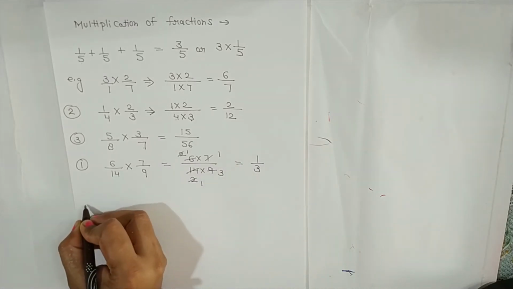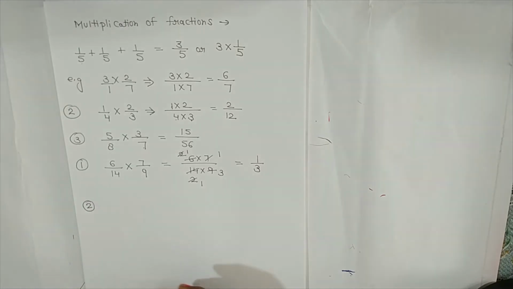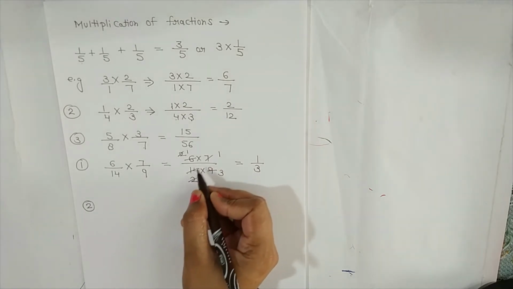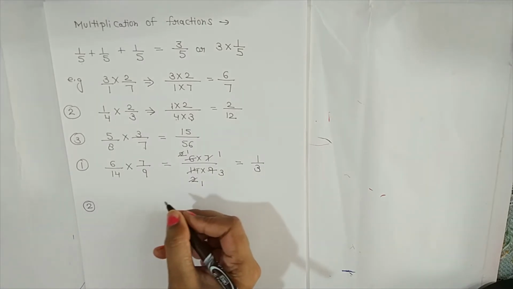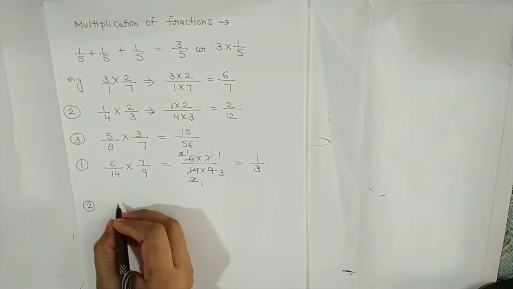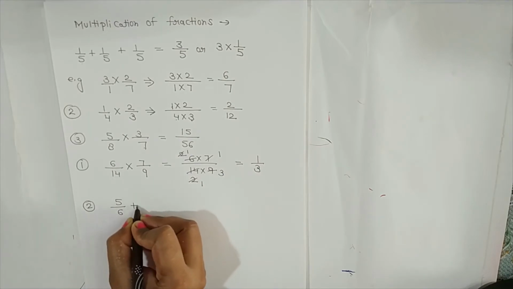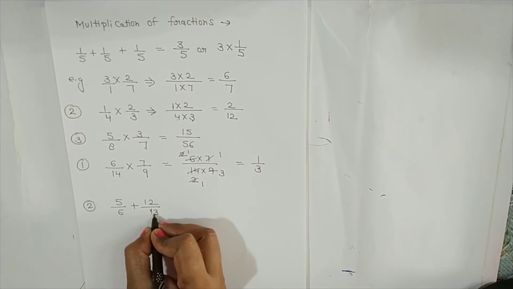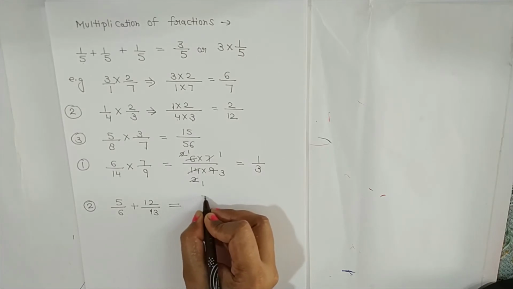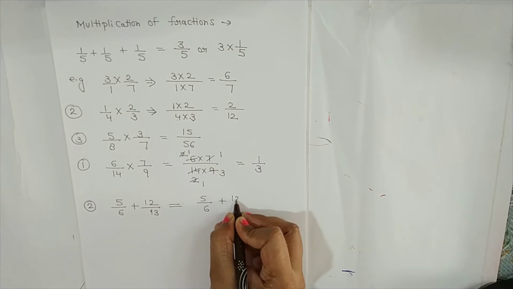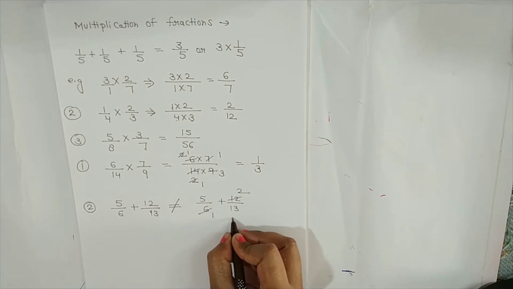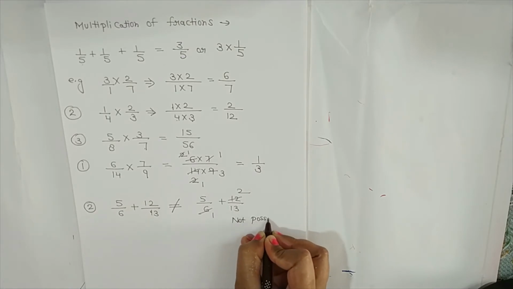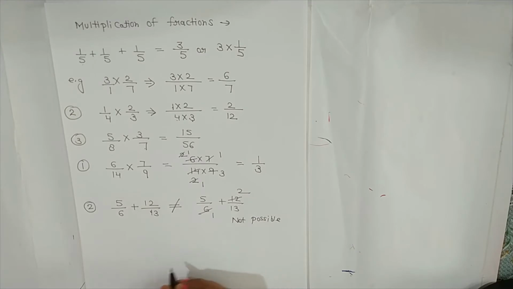Okay, now the second important thing is that this cancellation method only applies in multiplication. It is not valid for subtraction and addition. You can't write like this, suppose 5 upon 6 plus 12 upon 13. You can't cancel like this. Okay, this is not possible, not possible for addition and subtraction as well.